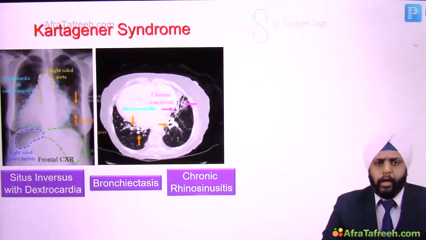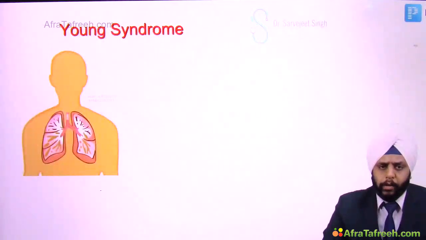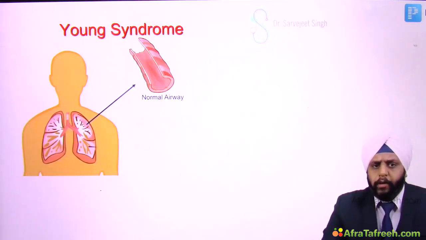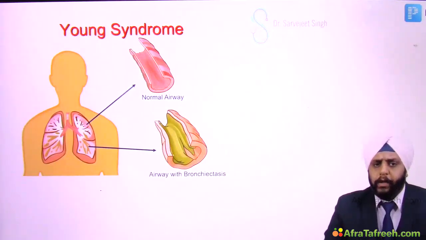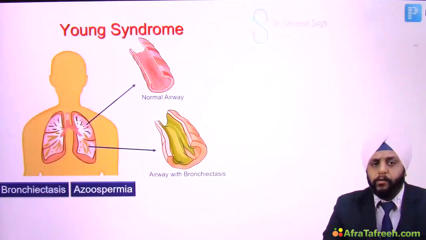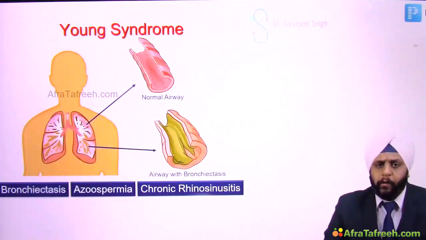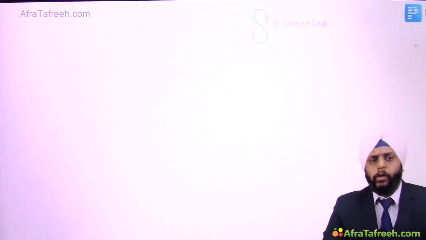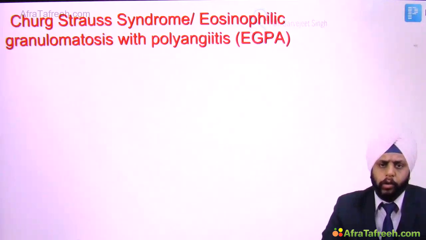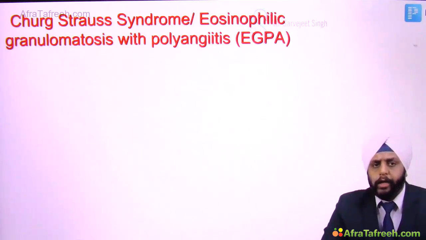Okay. Now, the next syndrome is the Young syndrome. So what happens in Young syndrome? We can see over here, this is the normal airway, and the patient may have bronchiectasis, the airway is widened, there is mucus collection over here. That is because the cilia are not working, and the patient has azoospermia. Okay, and the patient has chronic rhinosinusitis. Of course, because of the same thing, there may be blockage, and that may lead to chronic rhinosinusitis, which leads to polyp formation.